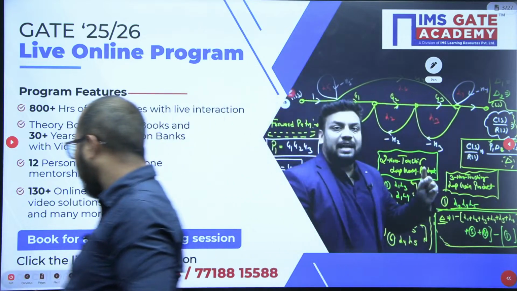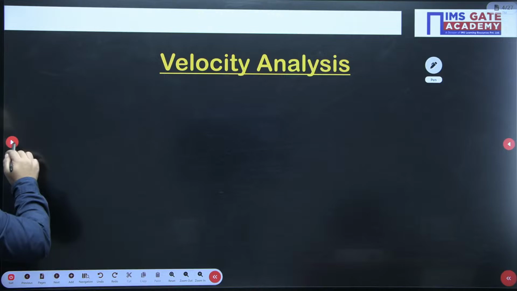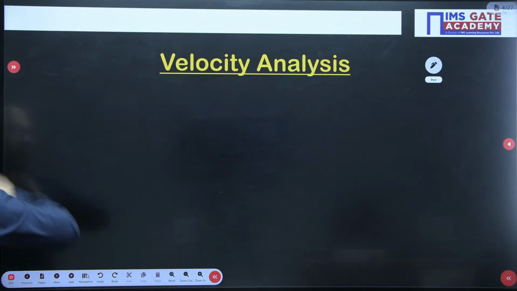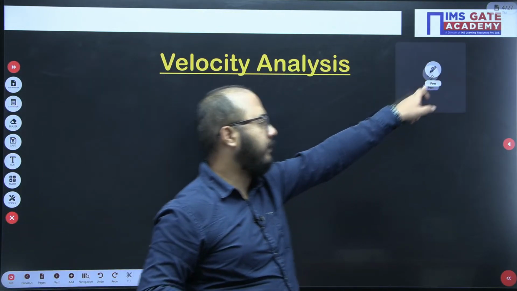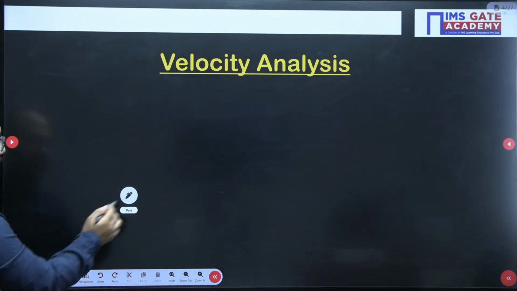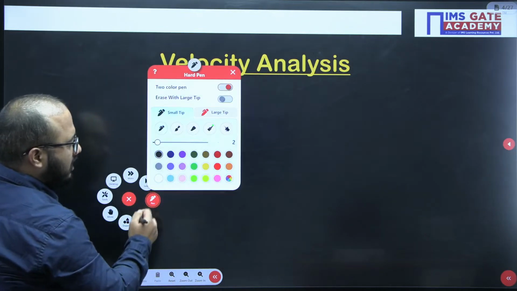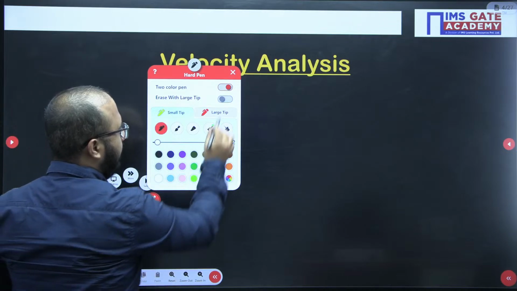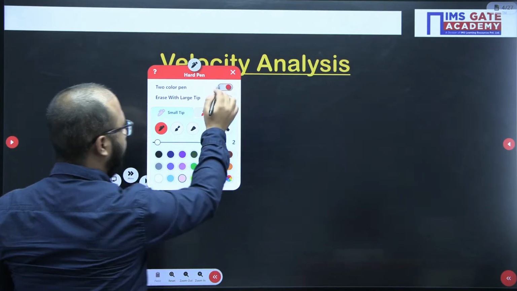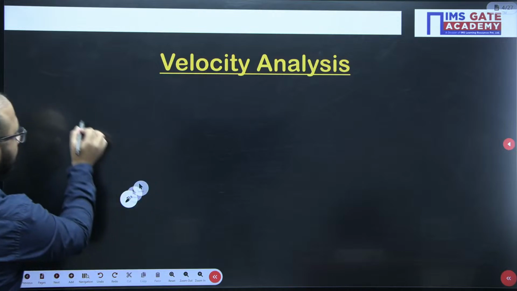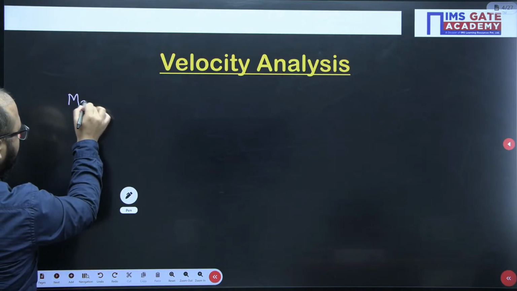Now we'll start the session with the velocity analysis. Okay, everyone. Now before starting the velocity analysis, we need to know some basics of the motion part. Okay, we need to know what is the basics part. So if I ask you, what is motion? What will you say?